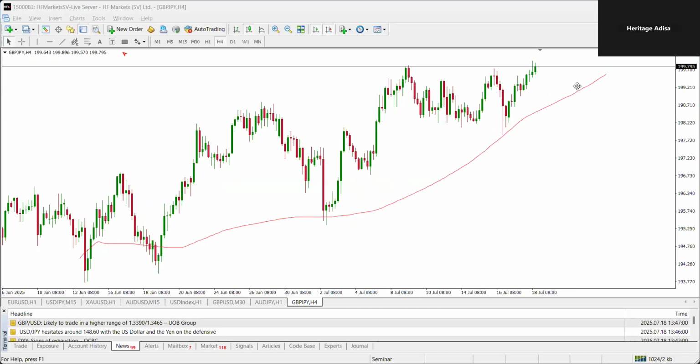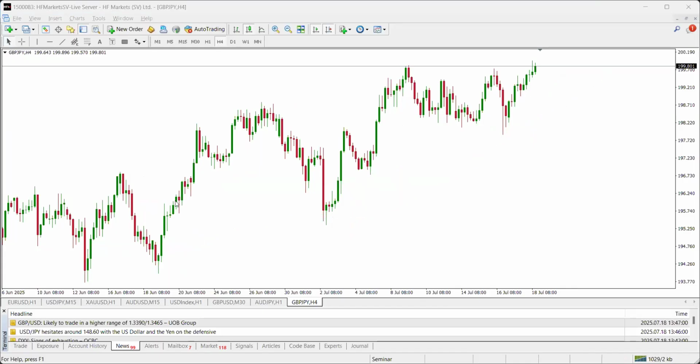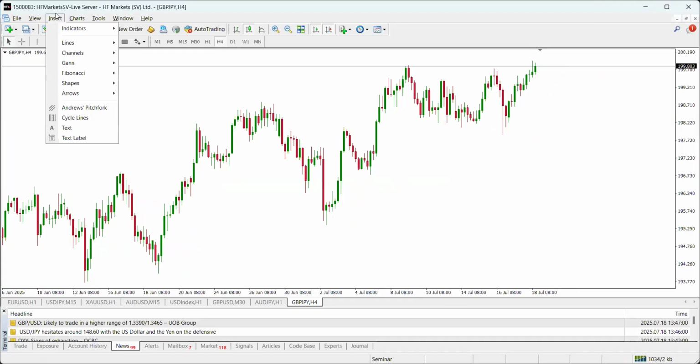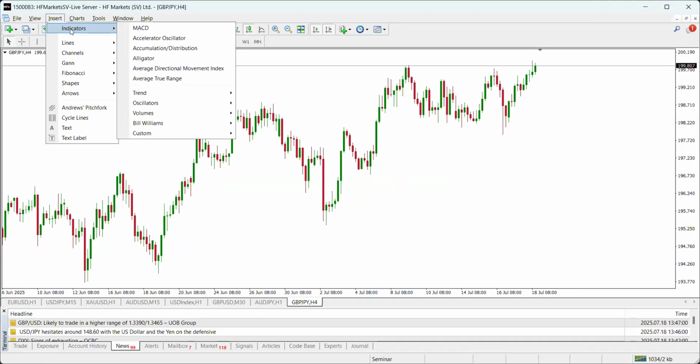Now, in terms of where you find it on the trading platform, on a computer like this, if you go to insert and you go to indicators, there's typically quite a number of indicators under different classes, but you'll find moving averages under trends.